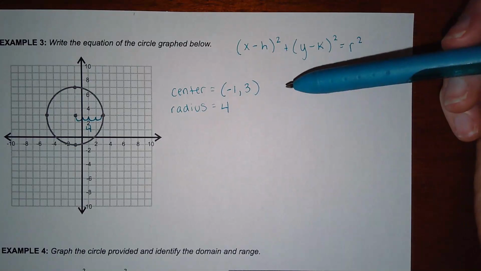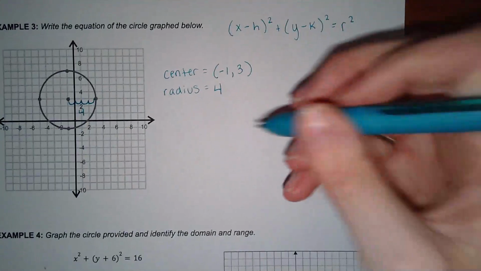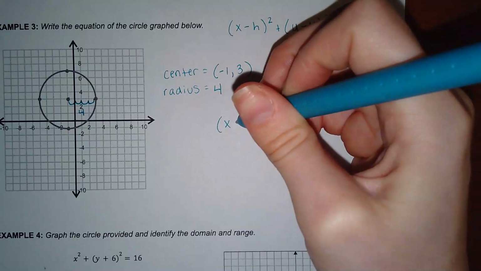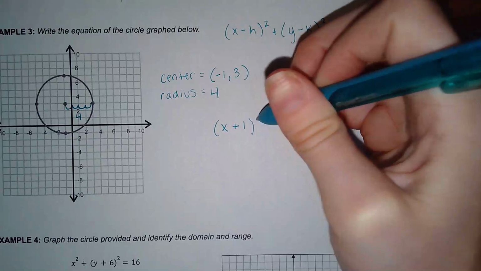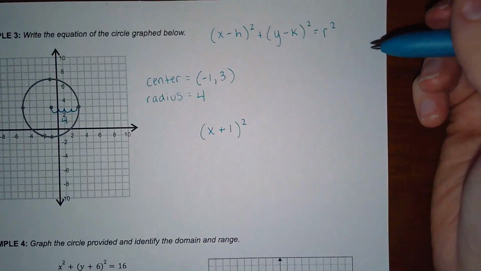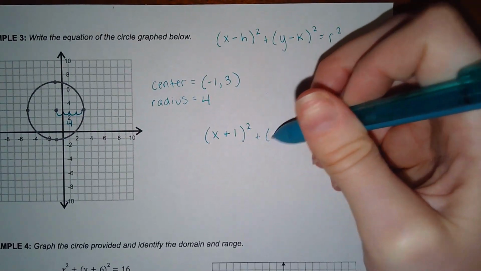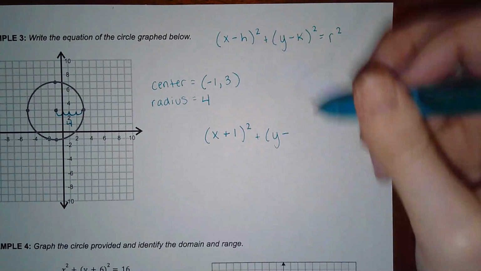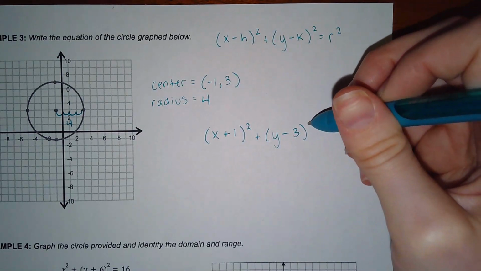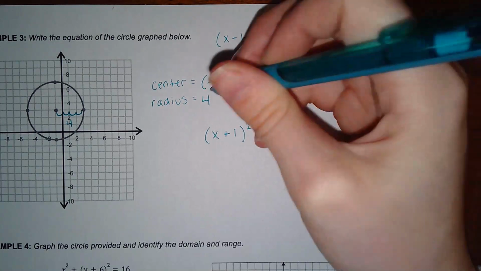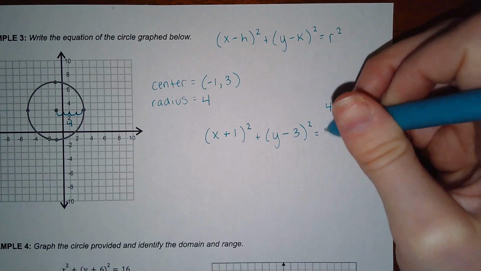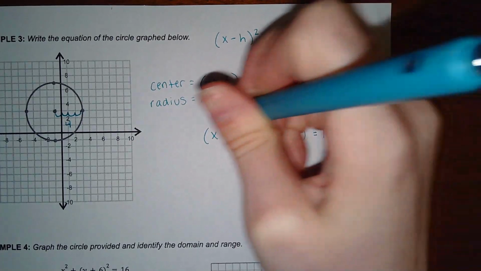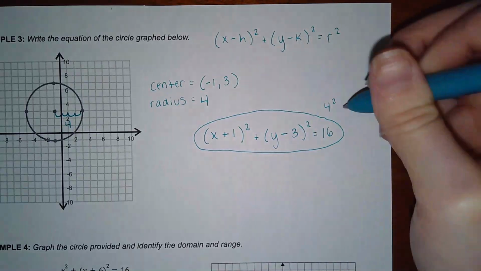So I'm going to take that information and plug it into my equation. So I'll do x minus h. H is -1, so I'll do the opposite, which is +1 squared, plus y minus k. K is +3, so I'll write -3 squared. And then r squared, r is 4, so 4 squared would be 16. And that would give me my equation.